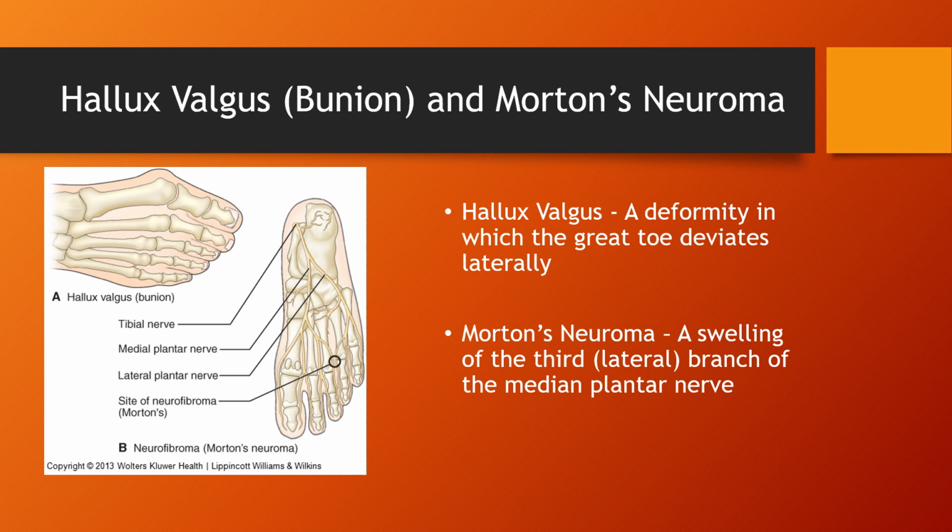The hallux valgus, or bunion, is a deformity in which the great toe deviates laterally, and that can be corrected surgically. As well as Morton's neuroma, it's a swelling of the third lateral branch of the median plantar nerve, and you see in the picture here where that's located. And again, if it's not able to be treated conservatively, surgery then can remove that and help with that.